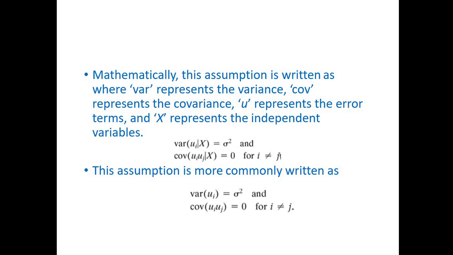Mathematically, this assumption is written as: variance of ui given x is equal to sigma square, where u represents the error term and x represents the independent variable. Covariance of the two error terms ui and uj, where i is not equal to j, given x is equal to 0. This assumption is more commonly written as variance of ui is equal to sigma square, covariance of ui uj is equal to 0.